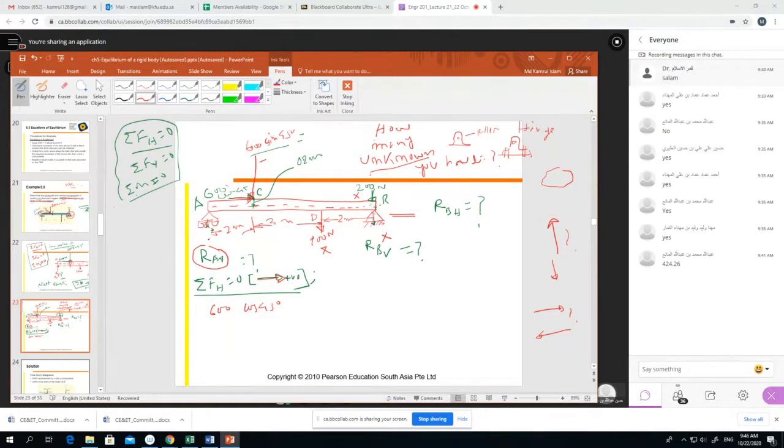So we assume the unknown force RV will be upward, right? And the unknown force RVH is leftward, right? If you want, you can assume rightward, no problem. I will show you the example now. Please be careful, this is very important.